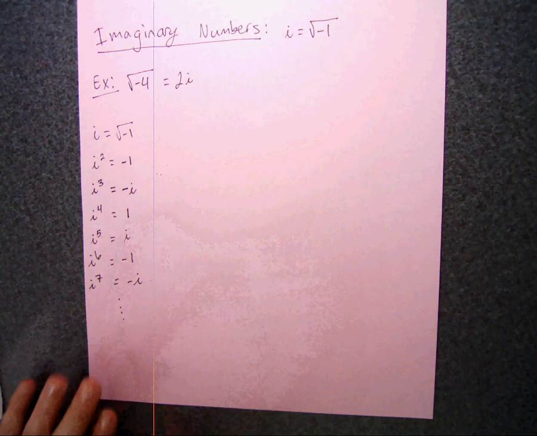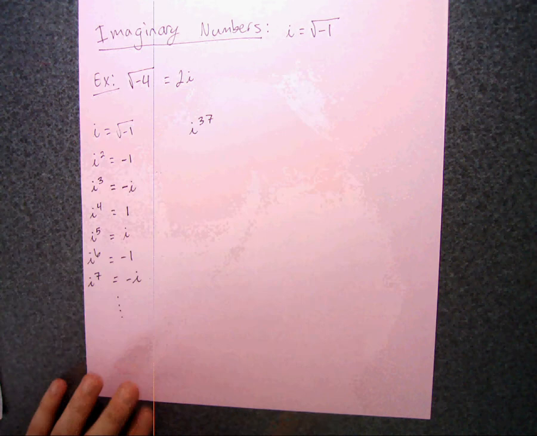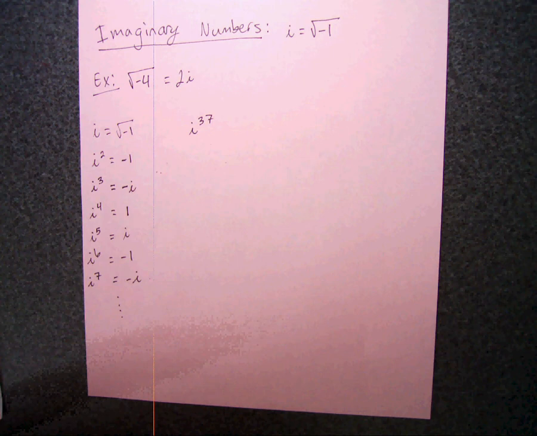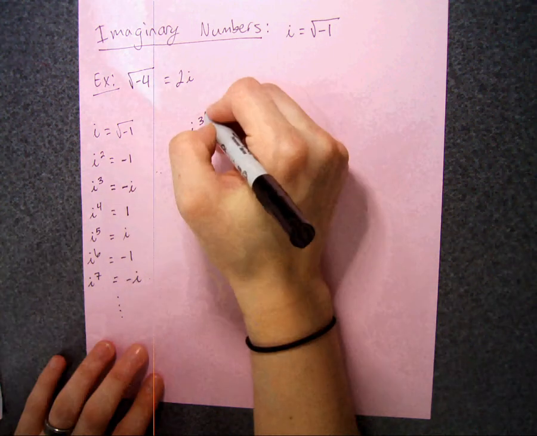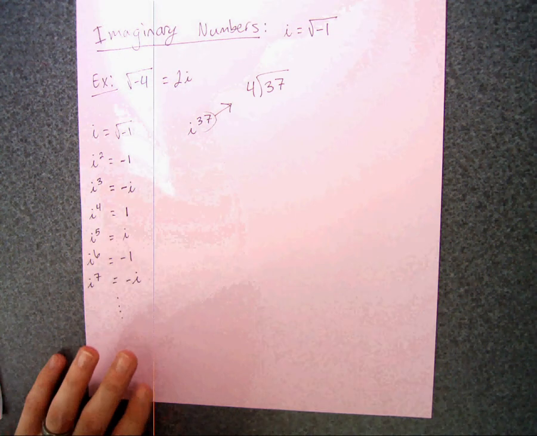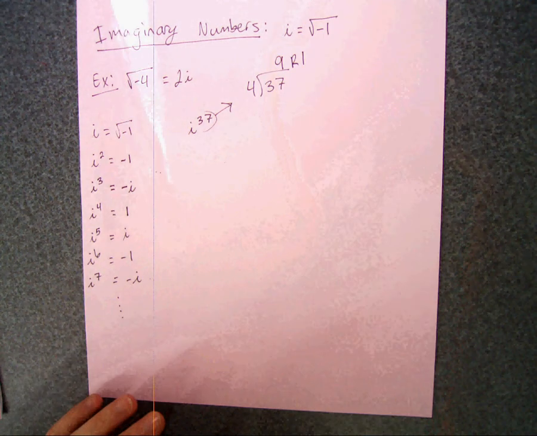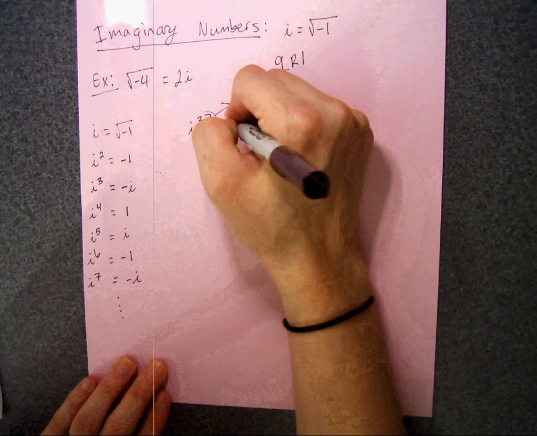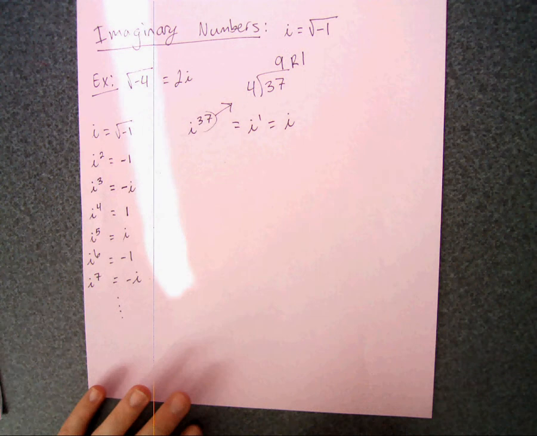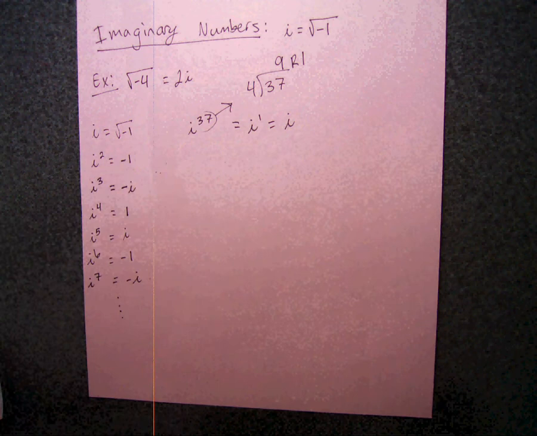So I don't want to have to do that over and over and over again. Let's say I want to know, what is i to the 37th power? Very simple way, since we know it repeats every 4, I'll take whatever power I have, divide it by 4, and take the remainder. 4 goes into 37 9 times, with a remainder of 1. So i to the 37th power is equivalent to i to the 1st power, which is just i. So every single time, whatever your power may be, divide it by 4 and take the remainder, and that's what it's equivalent to.